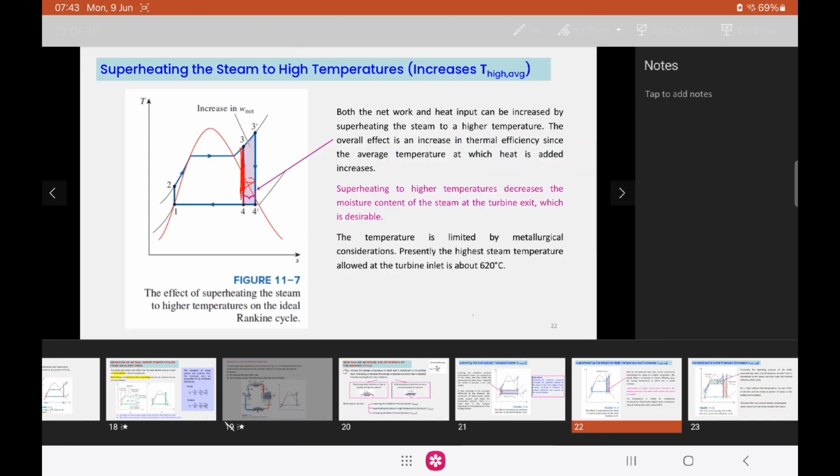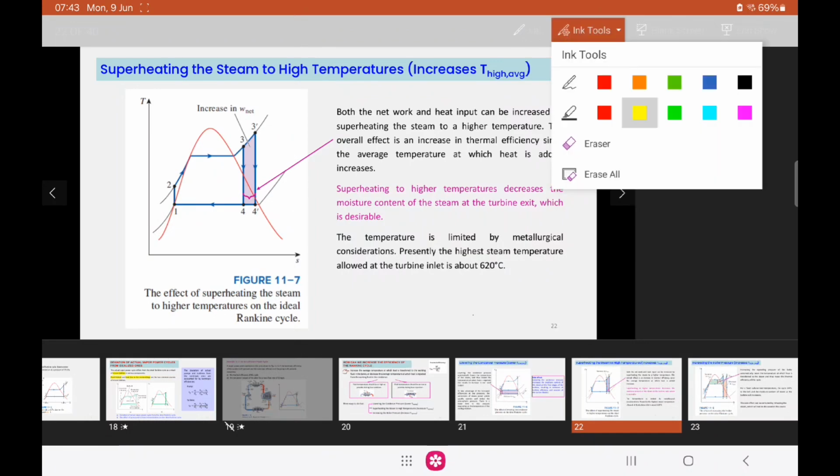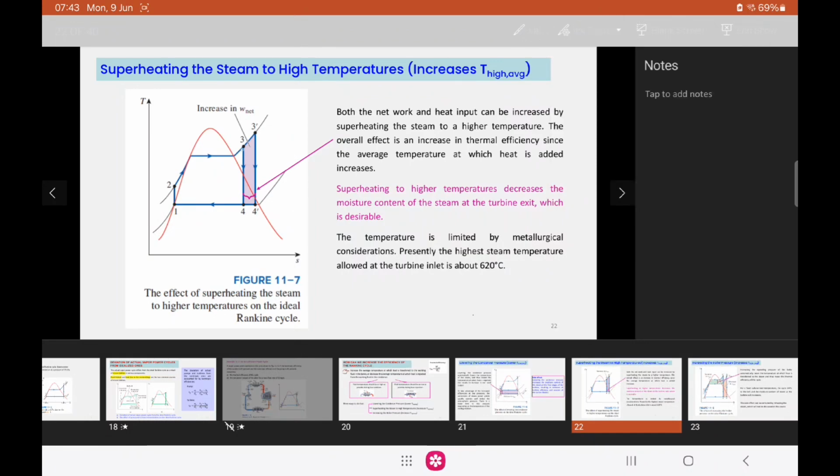Let's look at what will happen when we superheat the steam to high temperature. As you can see here, again, the initial temperature is at 3, and the process at the turbine goes to 4. So what happens when we increase that temperature, to process 3 prime to 4 prime, is that we are increasing the net work again. So this will result in an increase in the thermal efficiency of the cycle.